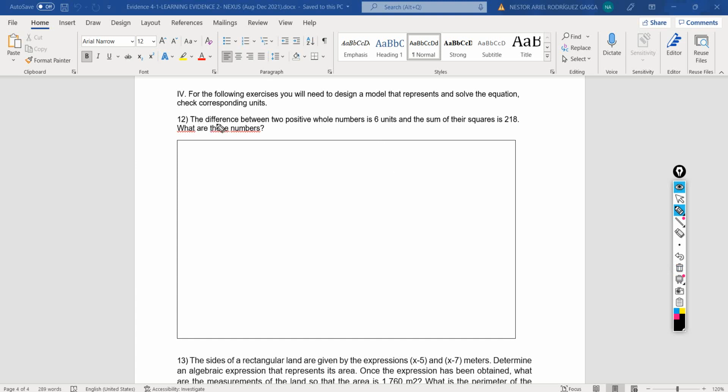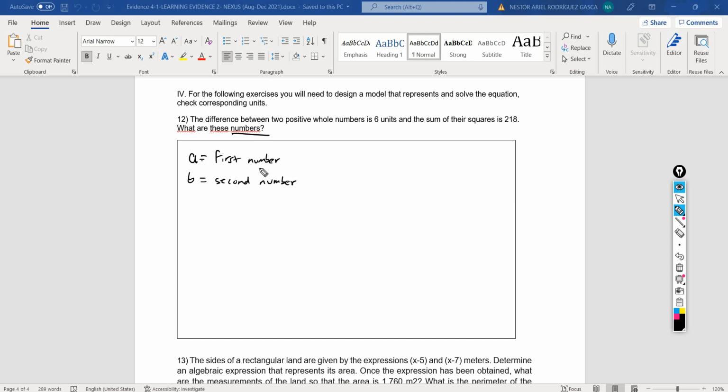So let's see. The difference between two positive whole numbers is 6 units, and the sum of their squares is 218. What are these numbers? Okay, remember, the first thing is this. Label those numbers. Say something like this. I'm going to define A and B. A is the first number of these two that they're talking about, and B is the second number.